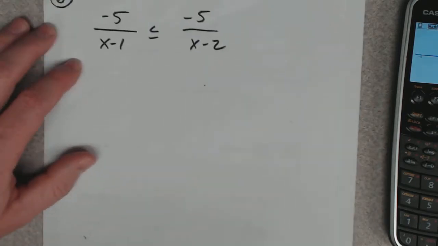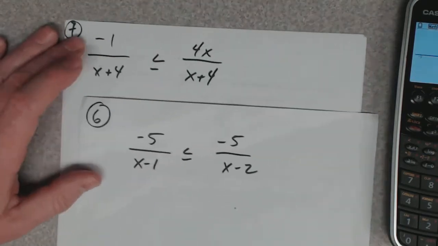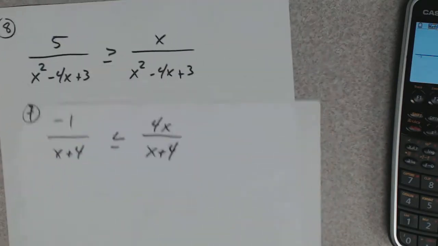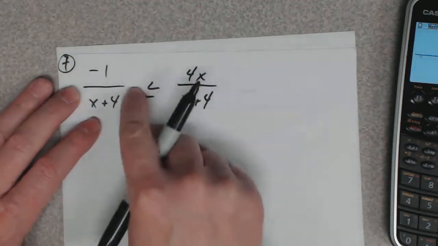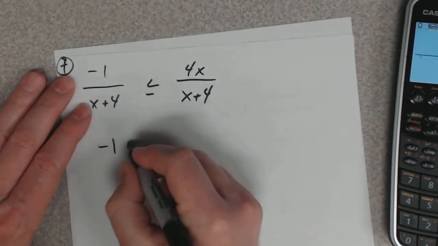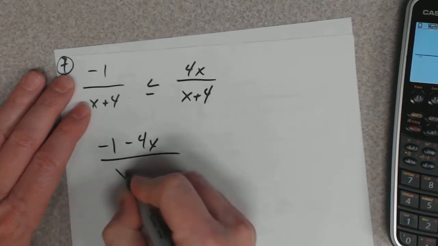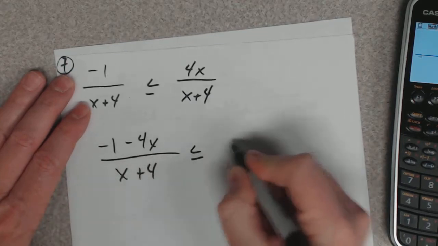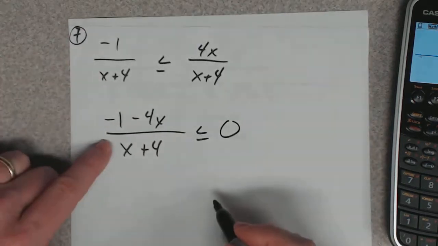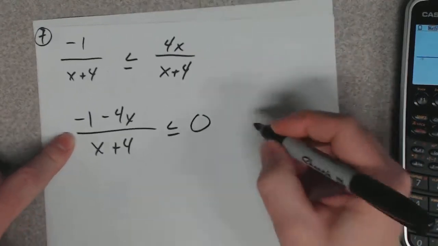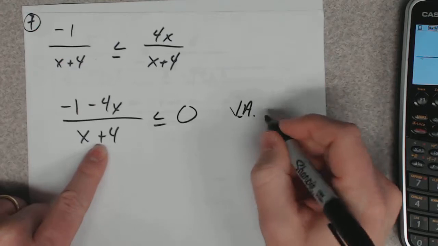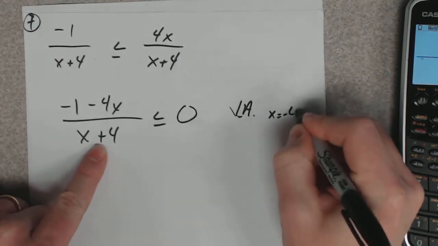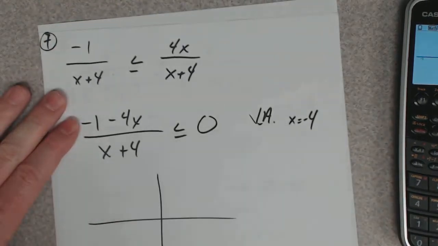Number 3. Oh no! Now look, we're down to these other 2 guys. Oh wait, here's one. Oh, I've got 2 more left that have the same denominator. All right. So move the 4x over. -1 minus 4x over x plus 4, less than or equal to 0. So vertical asymptote. Do you see -4 gives you 0 on the bottom? That's a vertical asymptote, -4.